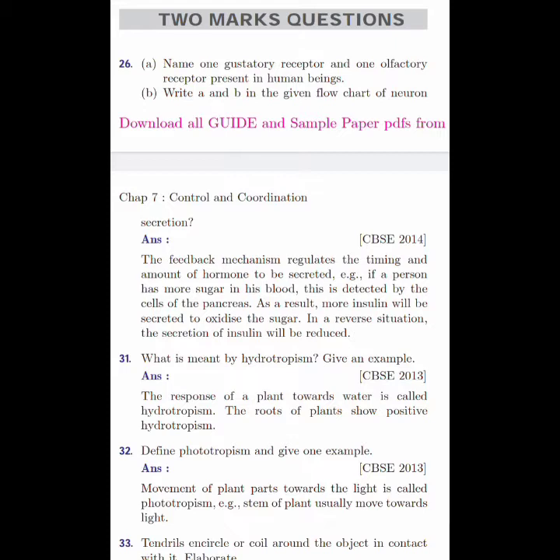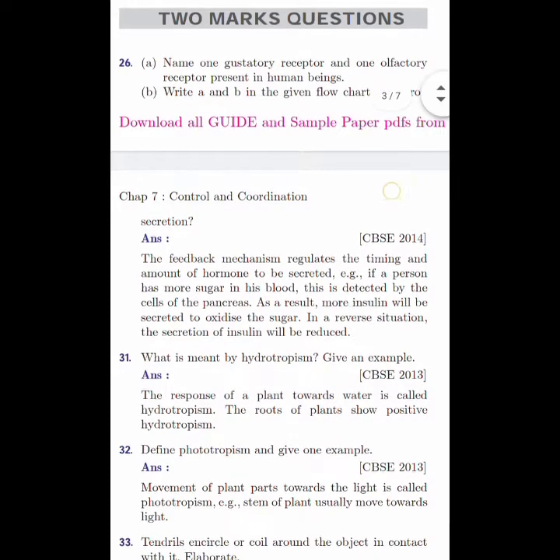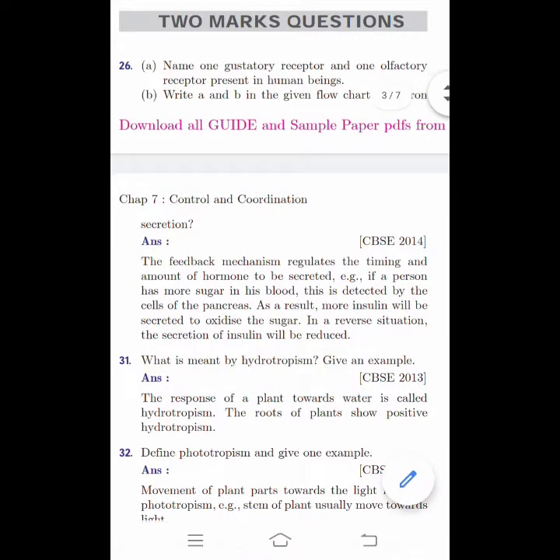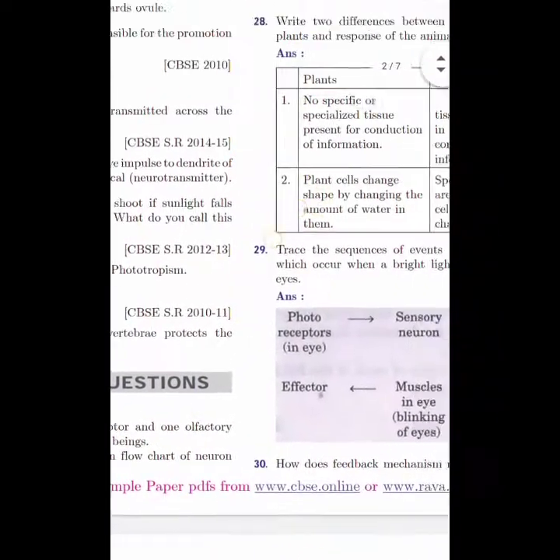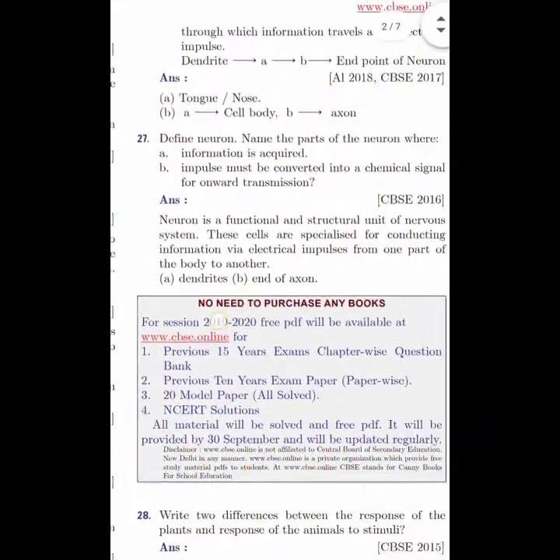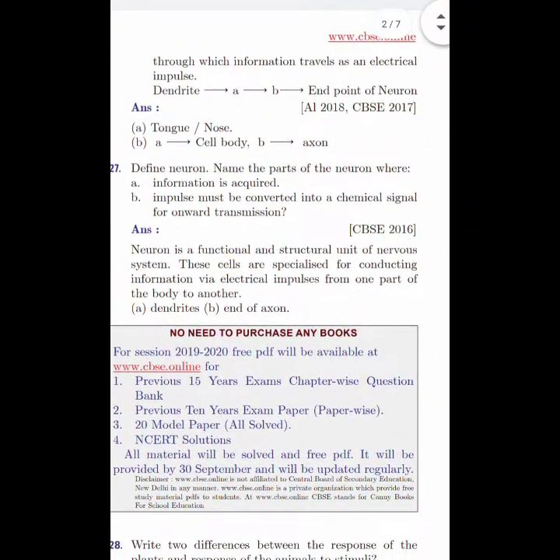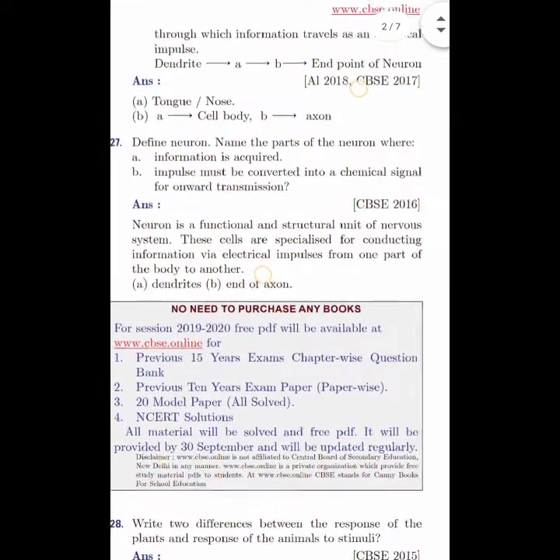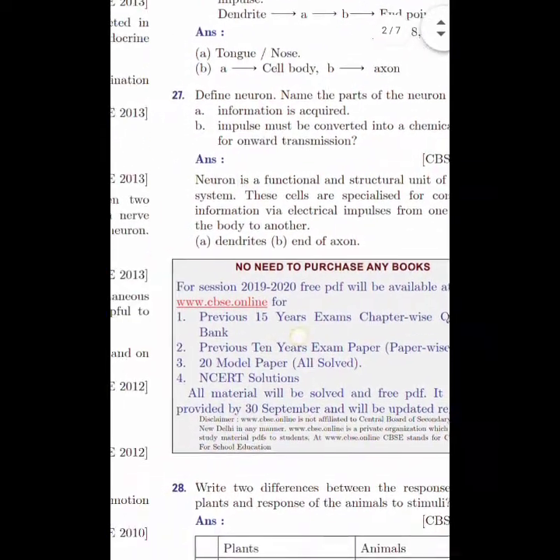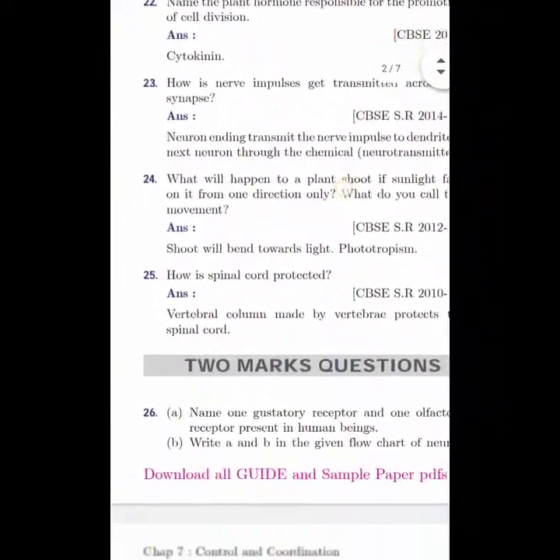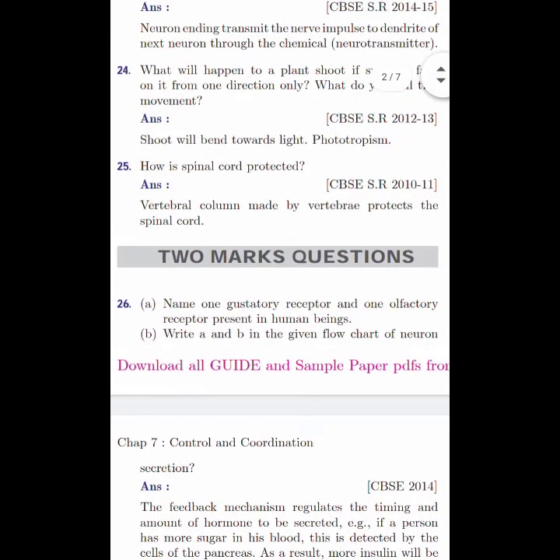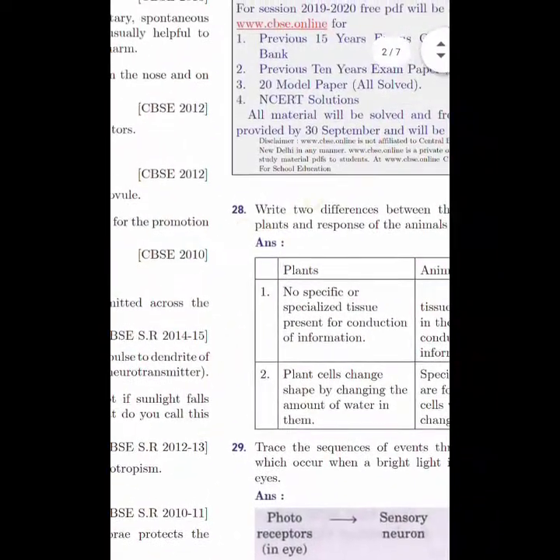Okay. So first we shall look into the first sub question, that is, name one gustatory receptor and one olfactory receptor present in human beings. So we already studied that, right? So the answer is tongue and nose. So what does sub question B ask? That is, write A and B in the given flow chart of neuron.